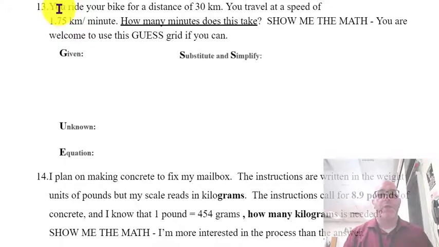Question 13, you ride your bike for a distance of 30 kilometers. You travel at a speed of 1.75 kilometers per minute. How many minutes does it take? Show me the math. You are welcome to use this guess grid if you can, and it makes it easier for me to see what you've done right and what you've done wrong. But show me the math.